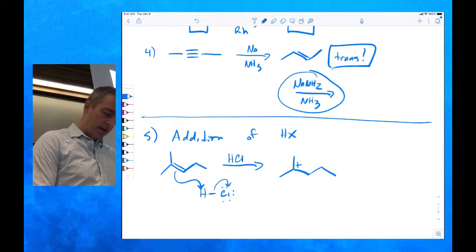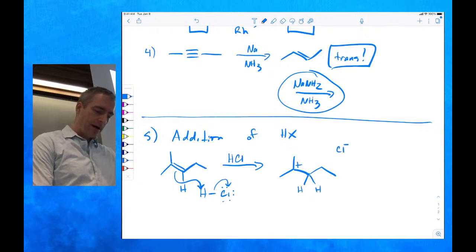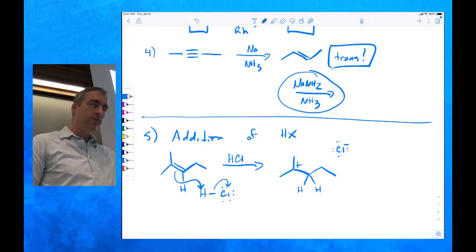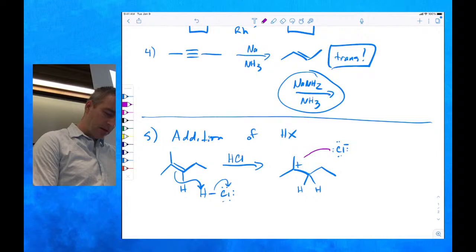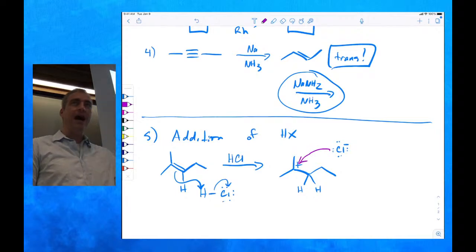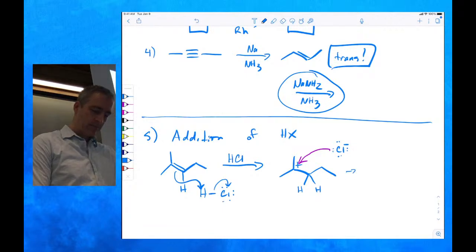So that hydrogen ended up here. There was already a hydrogen there from before, and that gives that carbocation. It also gives a chloride ion, which you may remember from Unit 6 is a good nucleophile. And what we're going to do is use that chloride to attack the positively charged carbon. And you get this.